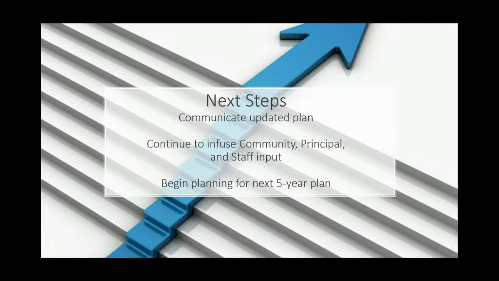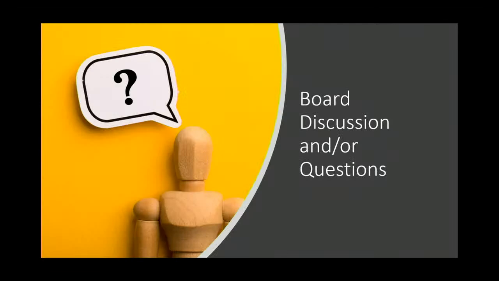Next steps. We are ready to post and communicate the BPS Strategic Plan for school year 2022-23, year 4, on the BPS homepage at your approval. We will continue to infuse community, principal, and staff input as it is gathered. We will begin planning to do the big picture review next year to have the strategic plan for school year 2025 to 2030 ready to go in July 2025. Any questions?